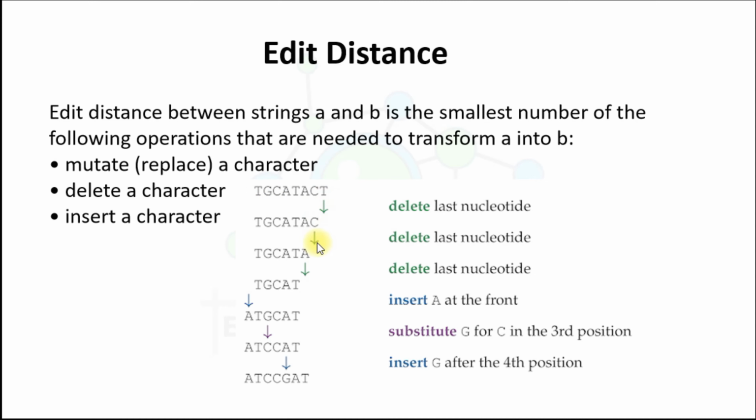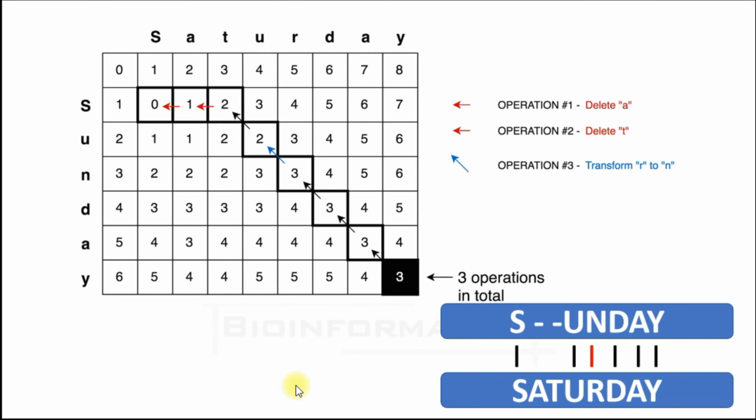is converted into ATCCGAT by several operations. First, T as last nucleotide was deleted, C as last nucleotide was deleted, then A was deleted as last nucleotide and A was inserted at the front. Then substitution was done in place of G, C was substituted at the third position and in the fourth position G was inserted.